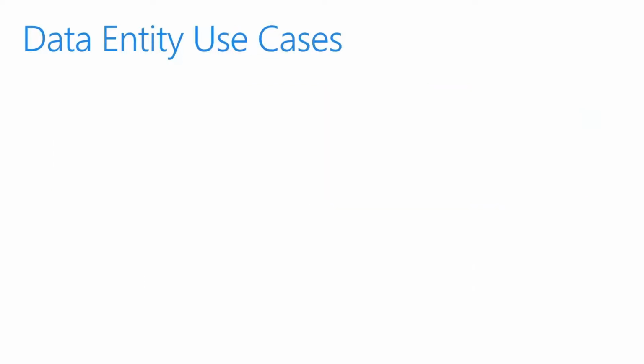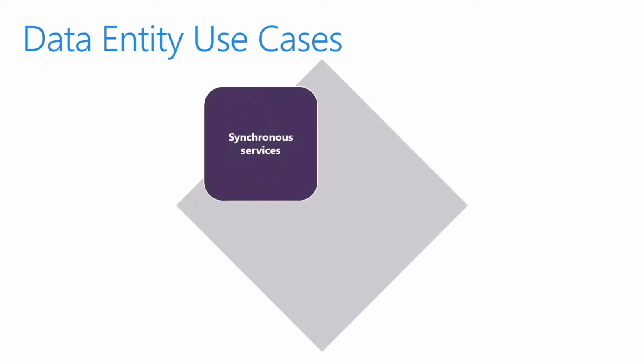Let's take a look at data entity use cases. First is synchronous service, or OData. Data entities enable public application programming interfaces, or APIs, on entities to be exposed, which enables synchronous services. Synchronous services are used for a few different purposes. For one, it can be used for office integrations or third-party mobile apps.